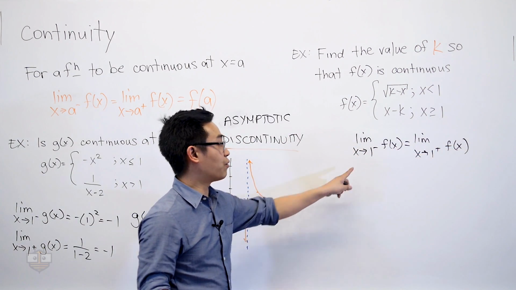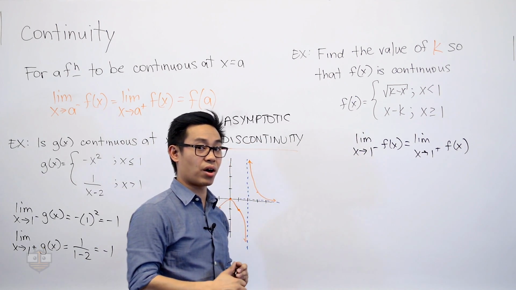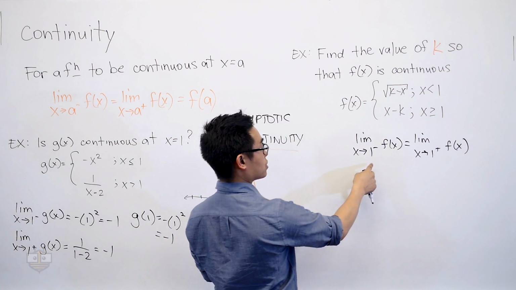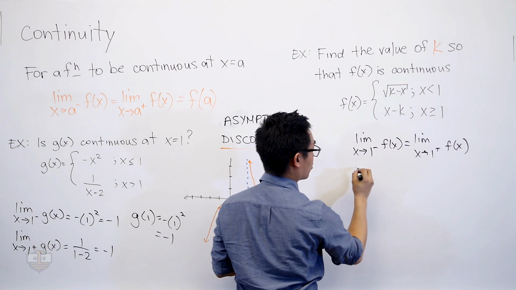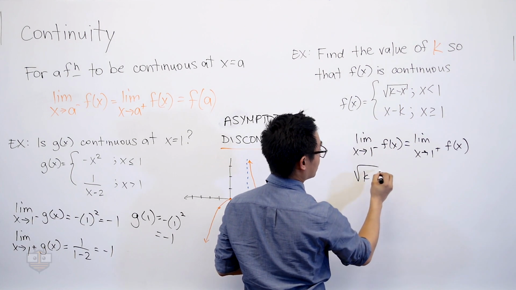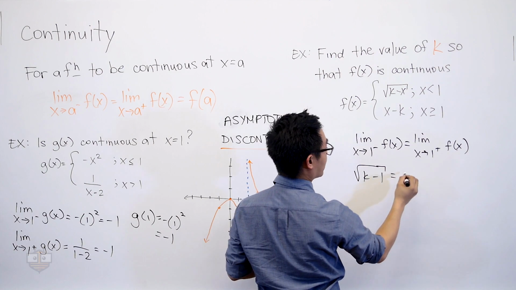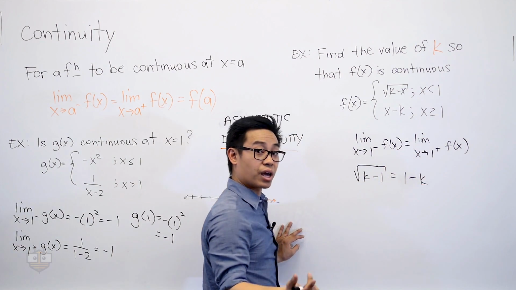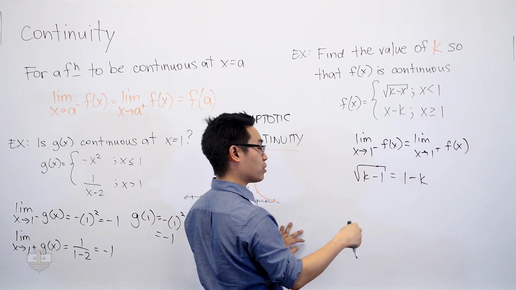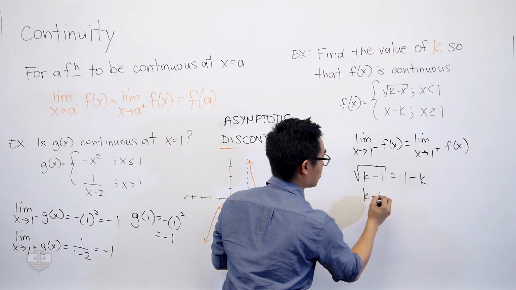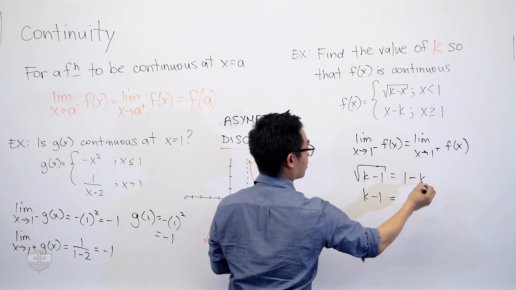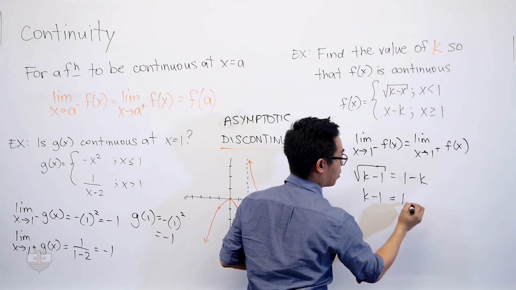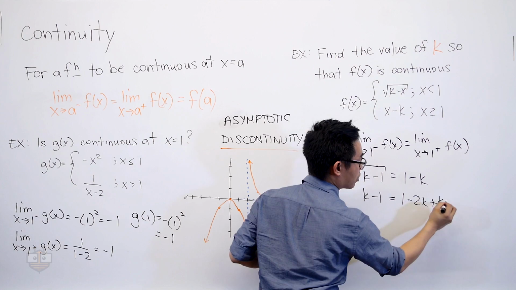I'm going to sub in then for 1. Direct substitution is how we evaluate limits algebraically first. So when I put in 1 here, I get the square root of k minus 1. When I put in 1 on the right here, I get 1 minus k. Solving for k, solving a root equation, let's get rid of the root by squaring. So we get k minus 1 on the left. And if we square a binomial on the right, we get 1 minus 2k plus k squared.